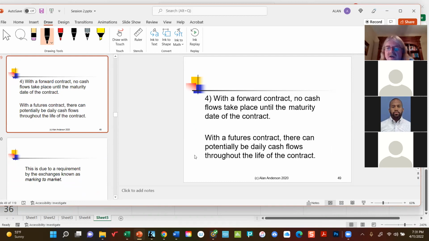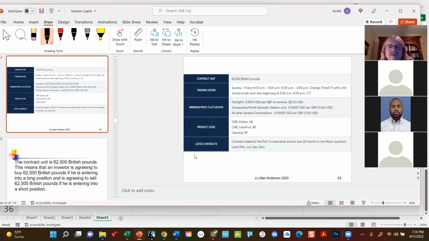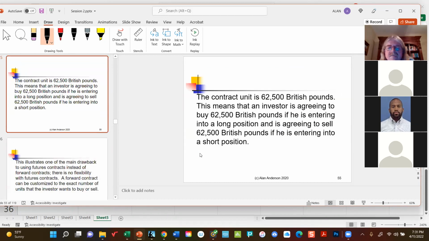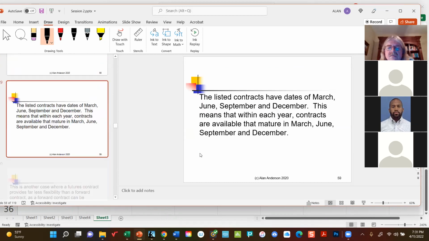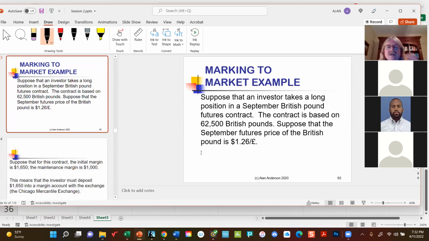And of course, the marking to market. So I think we've already kind of talked about this, so we can skip over some of this, but here, let's look at a marking to market example. An investor takes a long position in the September British pound futures contract, which is written on 62,500 pounds, and the futures price is $1.26 a pound. So I'm locking in the price at which I can buy or sell pounds at $1.26.